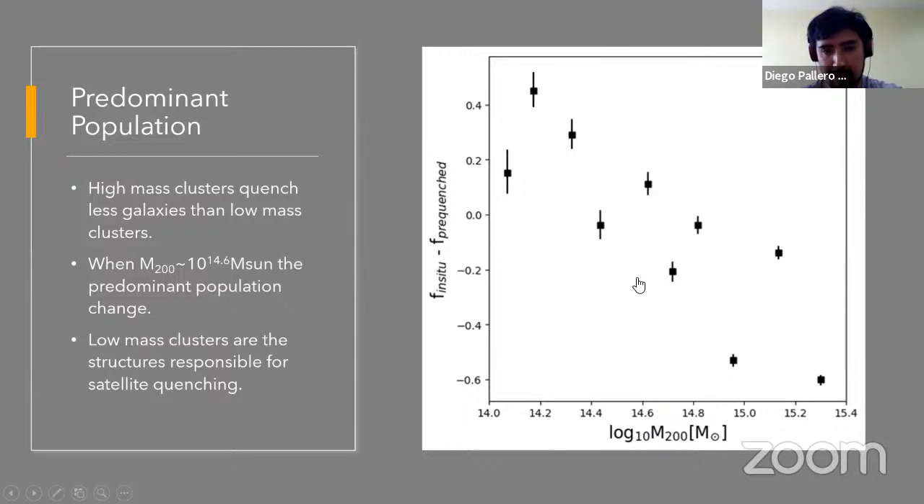And you can see that from around here, from around 10 to the 14.6 solar masses, the dominant population tends to change. So if we're studying clusters more massive than, let's say, 5 times 10 to the 14, usually more than 50% of the population suffers some kind of environmental mechanism that stops their star formation outside the cluster that we are studying. But if we're looking at clusters less massive than that, at redshift 0 at least, the majority of its population were quenched within the same structure. So all the environmental mechanisms that produce the quenching of the star formation happened within this same cluster.